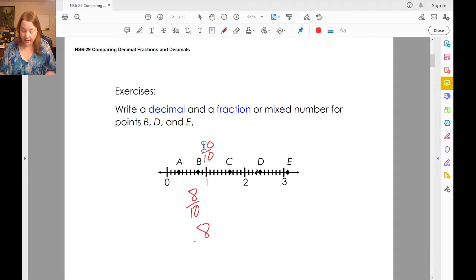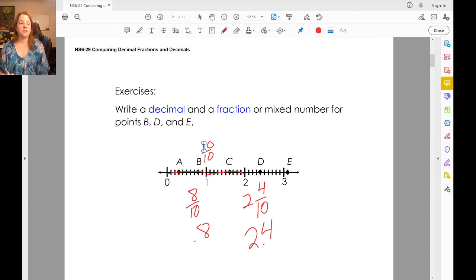Point D, I see if this is 0 tenths, 1 tenth, 2 tenths, 3 tenths, point D is at 4 tenths, but it's not just 4 tenths. It is 1 whole, 2 wholes, and 4 tenths, or 2.4. Point E is 1 tenth past 3, which means 3 wholes and another tenth. 3 and 1 tenth.